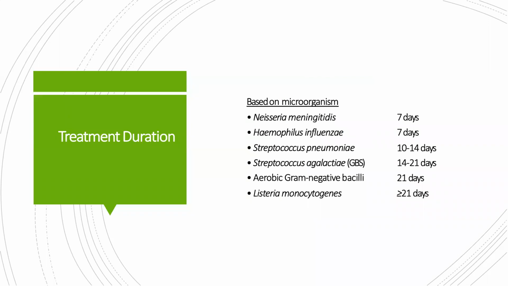So based on the microorganism, this is our treatment duration. In the event that it is meningitis that is causative, then you treat for 7 days. In the event that it is H. flu, then we treat for 7 days. For strep pneumoniae, we can treat for 10 to 14. For strep agalactiae, we can treat for 14 to 21. And then for gram-negative pathogens, we'll treat for 21 days. And then Listeria, we will go ahead and treat for greater than or equal to 21 days.